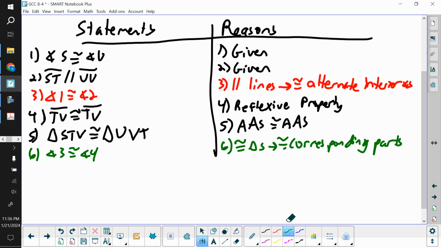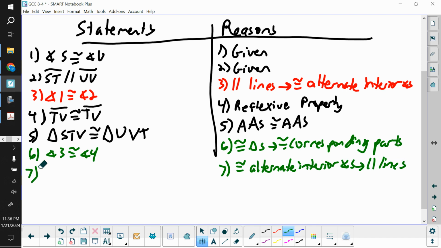So second last reason on our card, we have congruent alternate interior angles implies parallel lines. And our statement is just what we wanted to prove, that TU is parallel to VS.